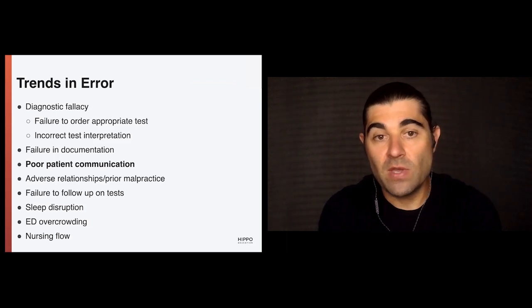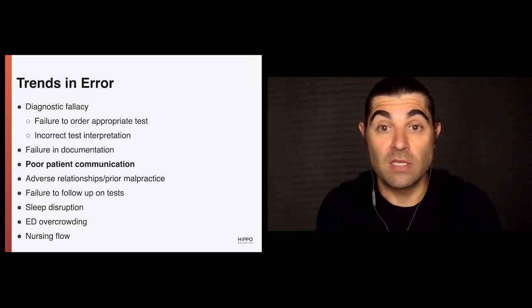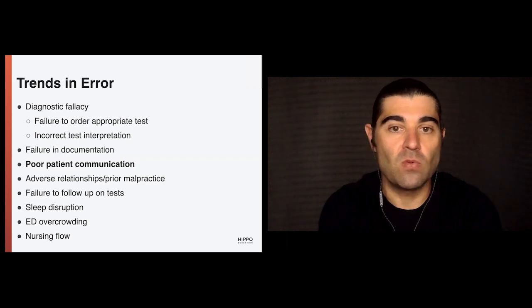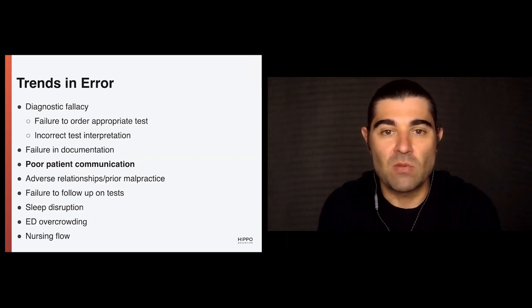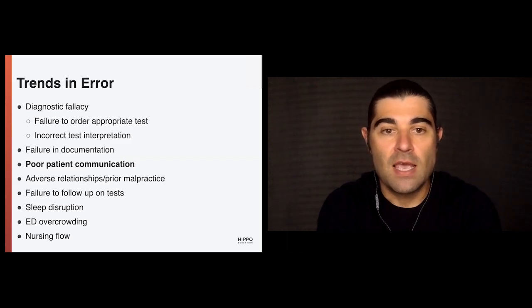Now, if you have a history of adverse relationships and malpractice suits, that's associated with being named in a subsequent litigation. Failure to follow up on diagnostic testing. So like if you order a test and you just want to hurry up and get the patient out, but you don't have the result back, that's another thing that can happen that has resulted in this. And then these last two are no surprise to me. If you're sleep deprived, your decision-making is probably not going to be so great.